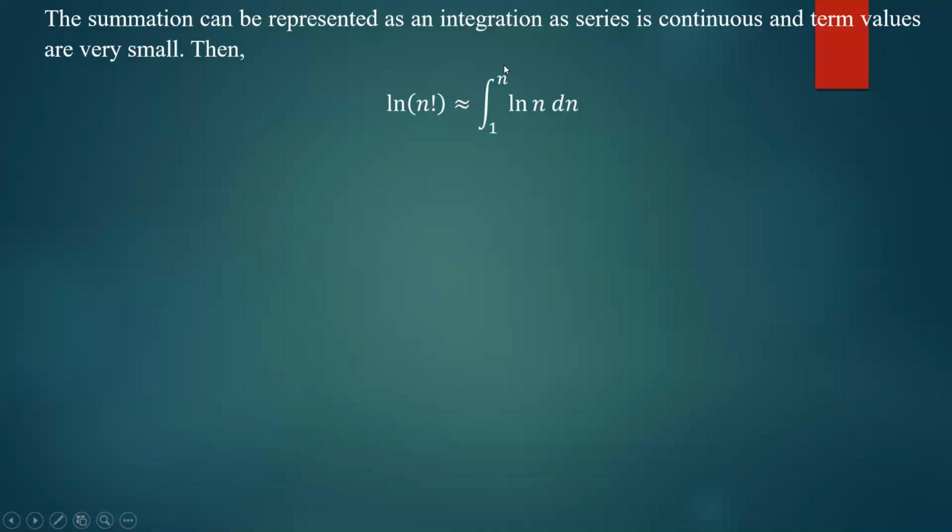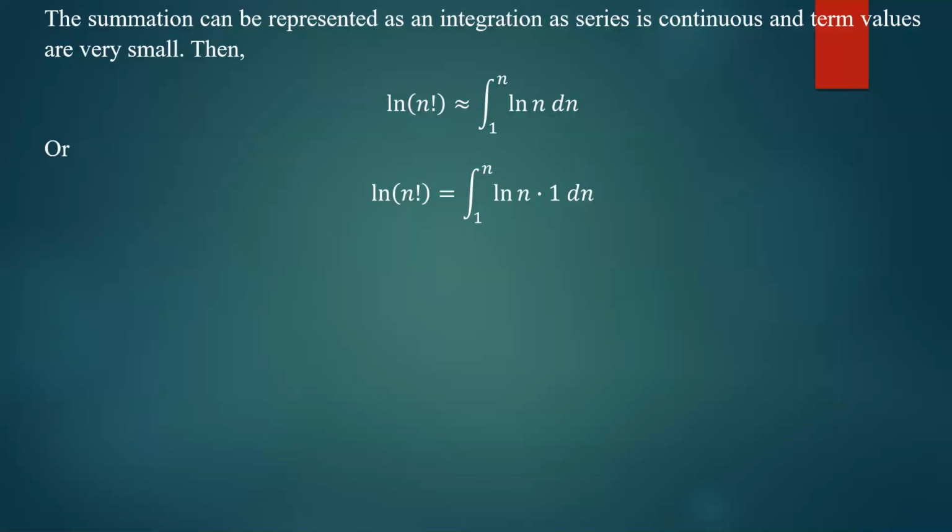That's why that summation can be written in terms of the integration, that is integration of ln n into dn, where n runs from 1 to n. The limits of integration are 1 to n. So it is nearly equal to integration of ln n. Okay, that's why it is called an approximation. So how to take integration of this particular integral? Okay, you have to use the integration by parts technique.